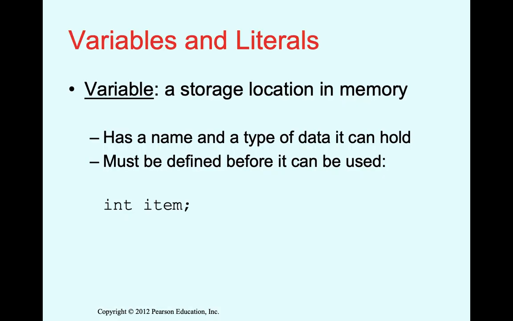Let's now talk about variables and literals. A variable is just a storage location in the memory. It has a name and a type, and it must be defined before it can be used. Something like this. If you want to use a variable of type integer, you write int item semicolon.